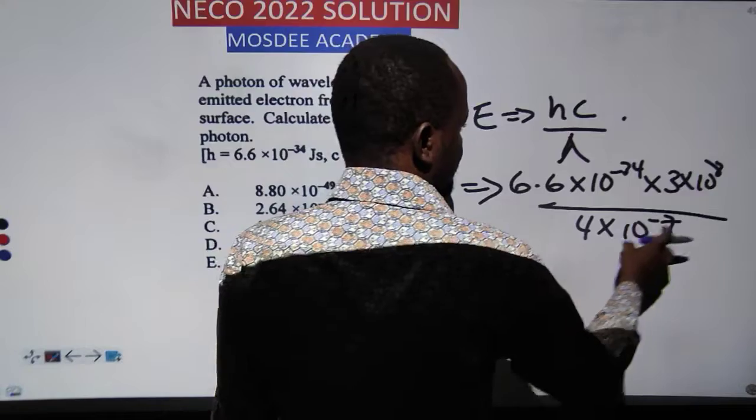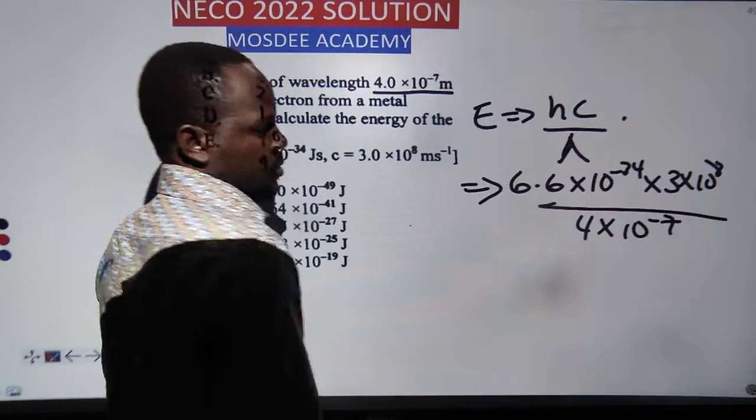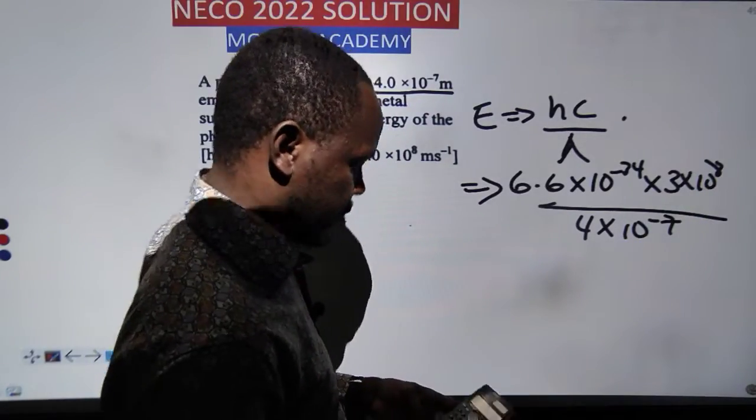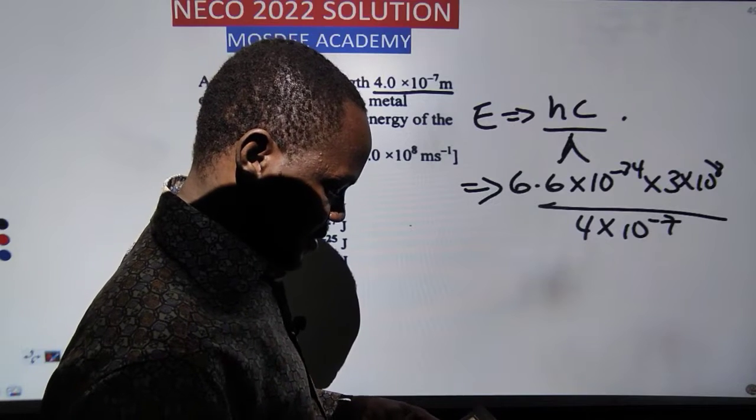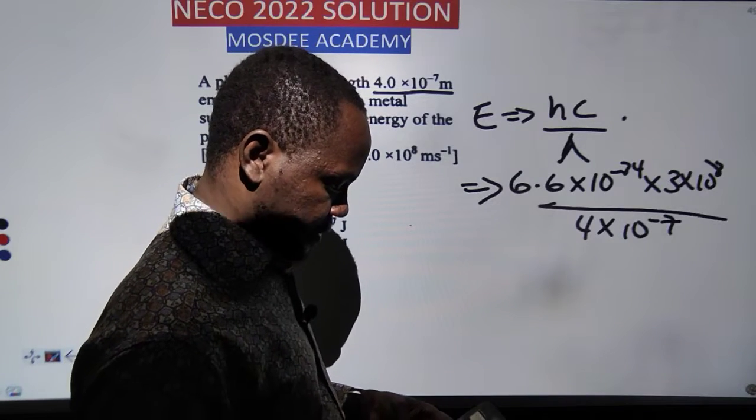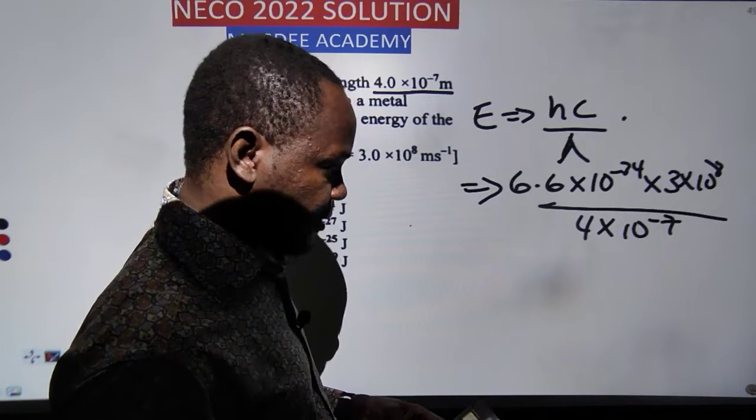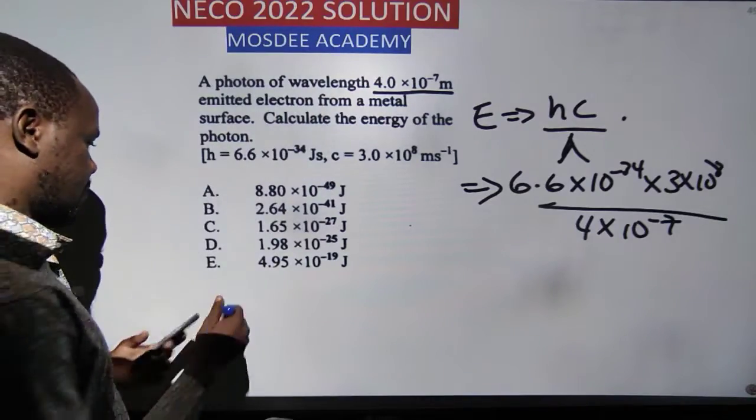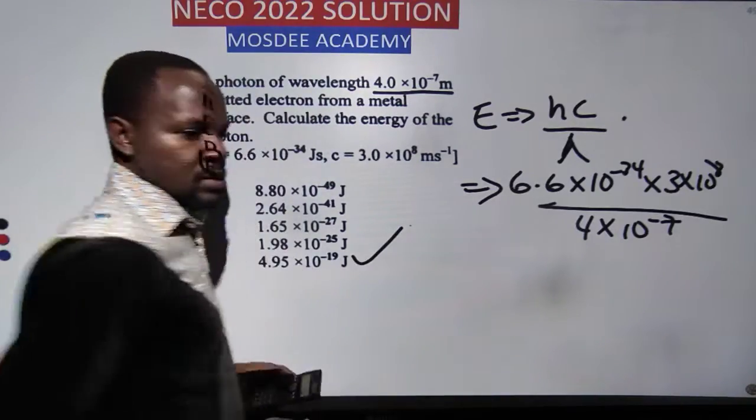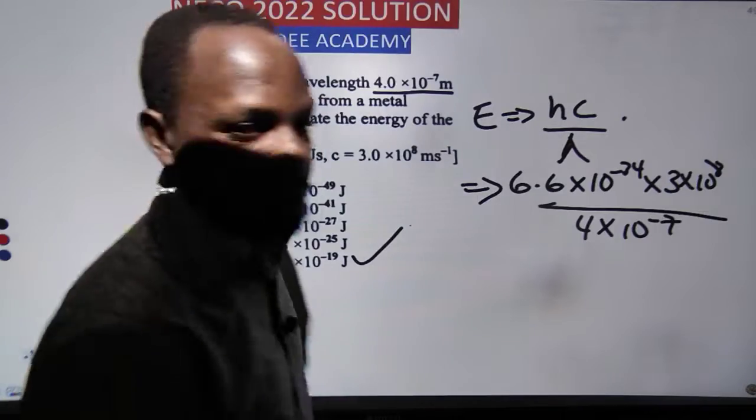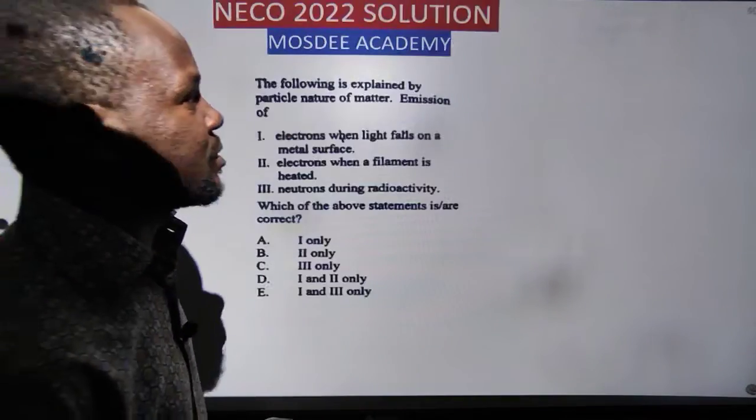So if this one comes off, it will be 15. So 6.6 times 3 divided by 4. I'm having 4.95. The only one option that has 4.95 again. So I'm very fortunate to just have that one because of my time. The next one, please, question 50.